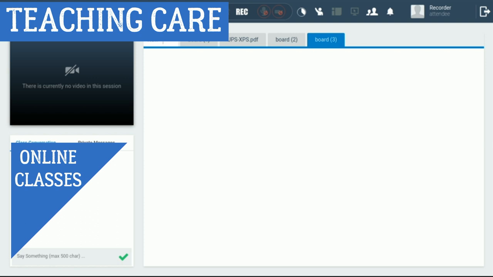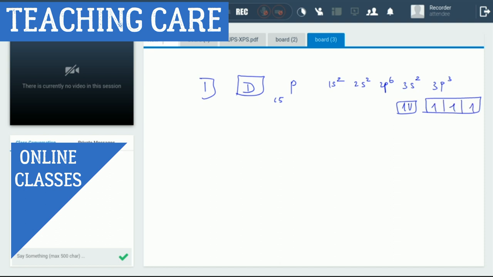Okay, so I will come back to the board. 1 is D. What explanation have they given? The element has 5 peaks, meaning a total of 5 subshells. This is phosphorus. Phosphorus atomic number is 15: 1s2, 2s2, 2p6, 3s2, 3p3. Totally, how many subshells does it have? 5 subshells: 1s, 2s, 2p, 3s, and 3p. These many subshells it has.